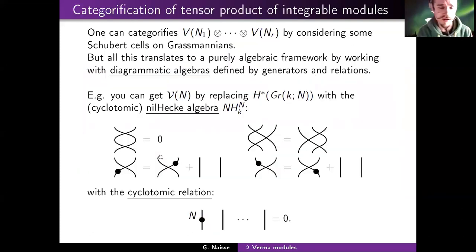And finally, if you consider the cyclotomic version of this nil-Hecke algebra, so it is the diagrammatic algebra with the extra relation that n dots on the left is zero, then you get an algebra that is actually Morita equivalent to the cohomology of the Grassmannian variety of k-planes in C to the n. And actually the two are closely related. You can also construct this nil-Hecke algebra from the geometry of the Grassmannian if you want. And so it means that you can categorify the finite dimensional representation using the category of graded modules over the cyclotomic nil-Hecke algebra if you want.